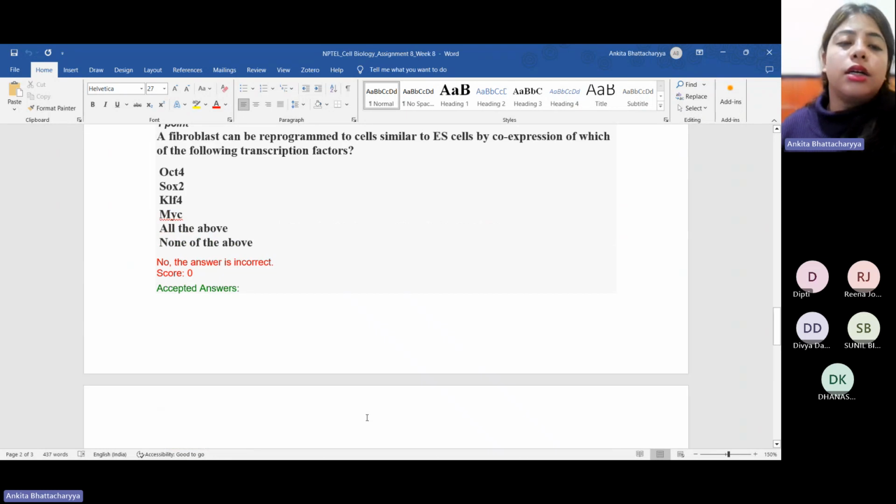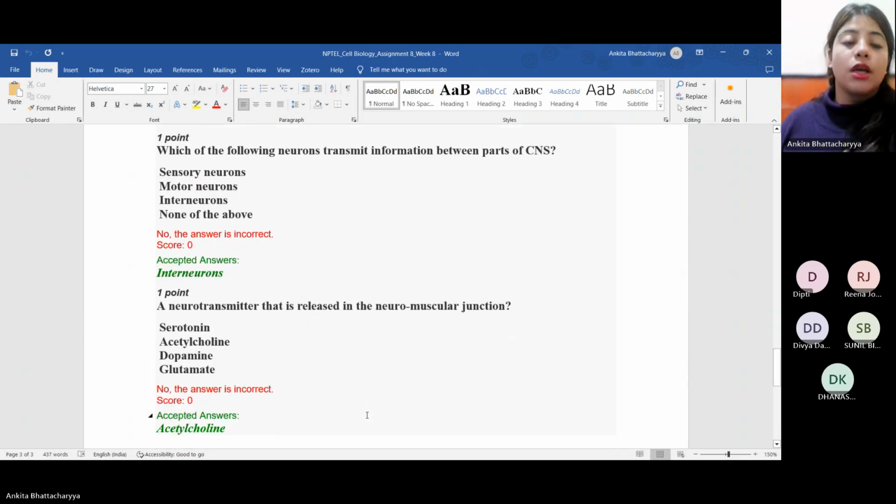Then in the next question, we have been asked that a fibroblast can be reprogrammed to cells similar to ES cells or embryonic stem cells by the co-expression of which of the following transcription factors. So we have already discussed this, that this is the concept of iPSCs or induced pluripotent stem cells. And the different transcription factors that we talked about were OCT4, SOX2, KLF4, and MYC, which are all of these options that are mentioned here. And therefore, that is the correct option, all of the above.